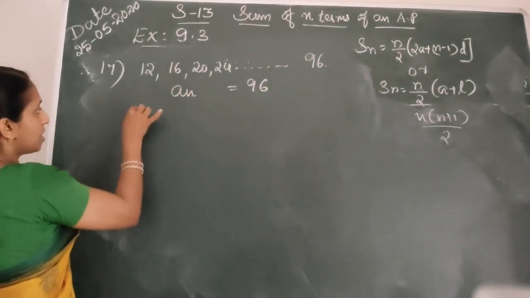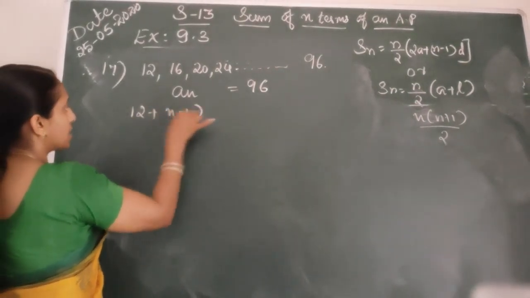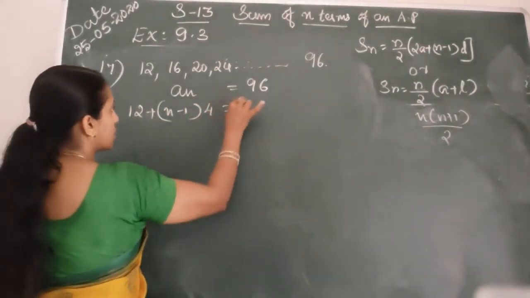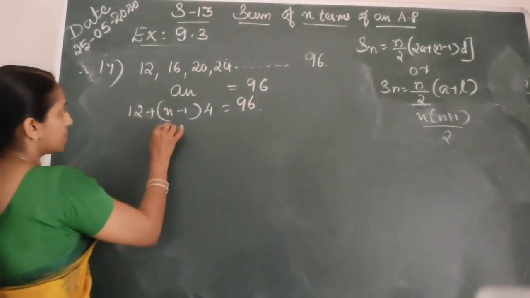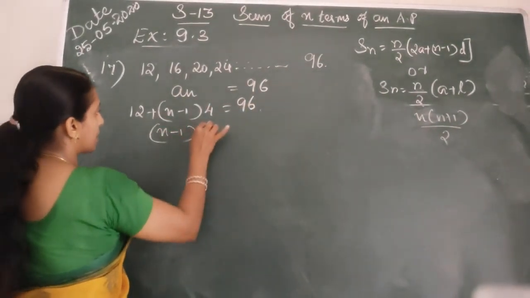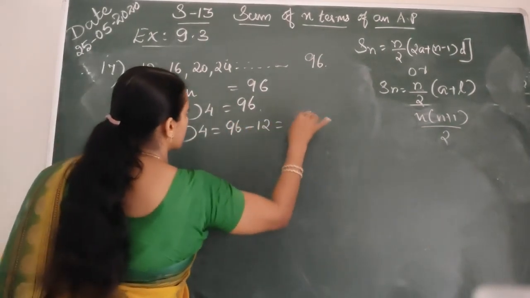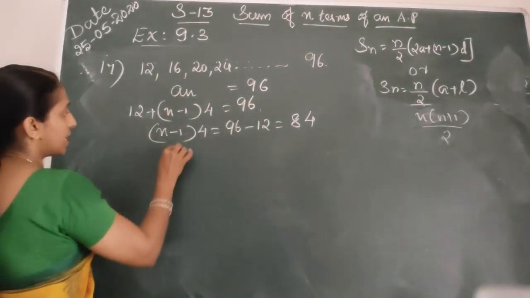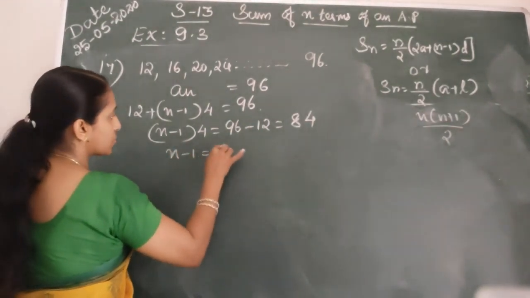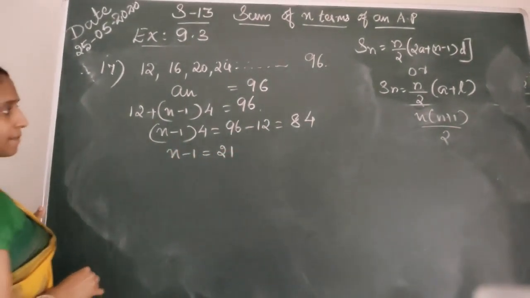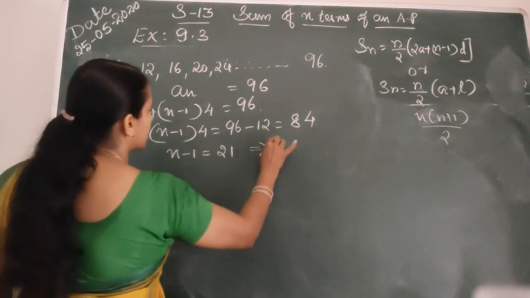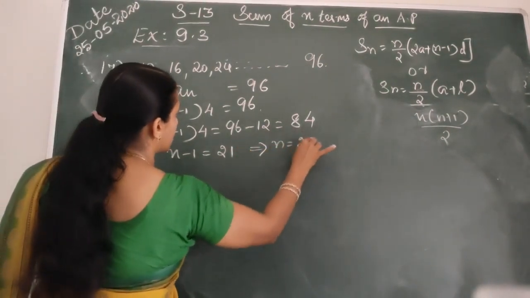The last term is given as 96. That is 12 plus n minus 1 into 4 equal to 96. N minus 1 into 4 you are getting as 96 minus 12, 84. So n minus 1 will be equal to 21. Right? And you are getting n equal to 22.